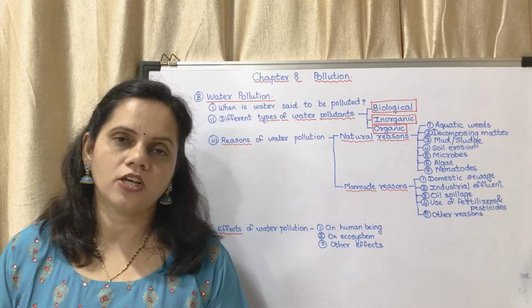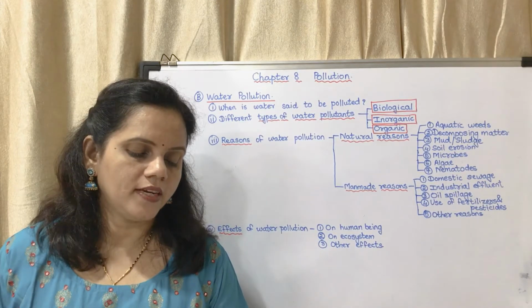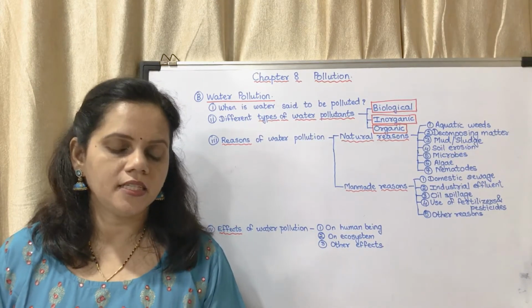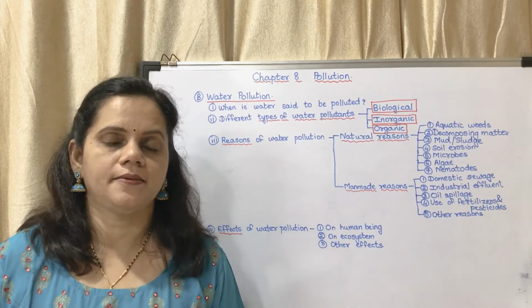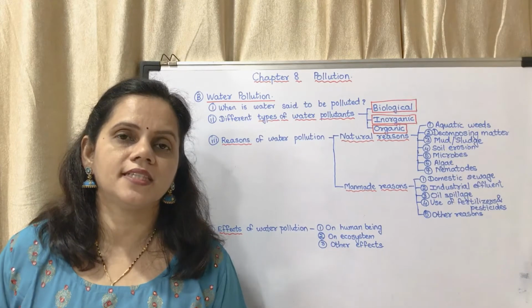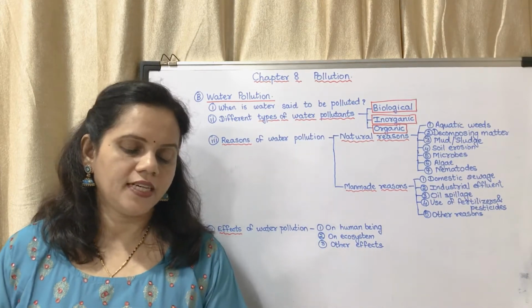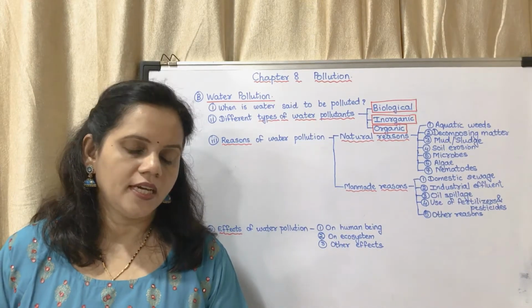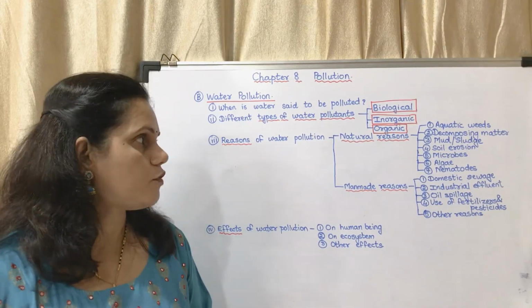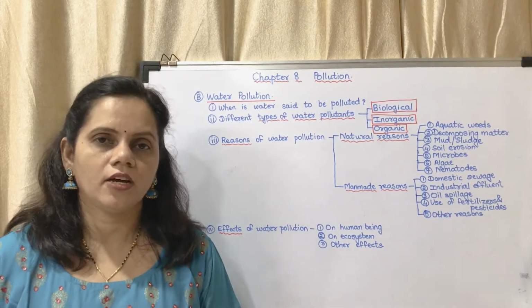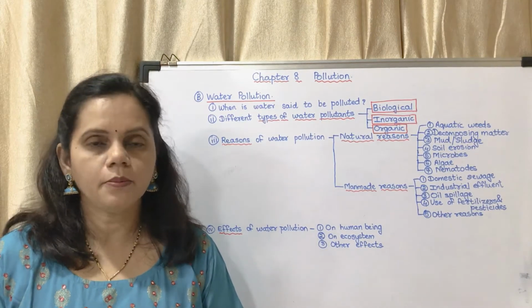Next is organic pollutants, which include weedicides, insecticides. Weedicides means chemicals to kill weeds. Insecticides means which kill insects. Fertilizers, sewage, industrial effluents, etc. Okay, so these are the different types of pollutants: biological, inorganic and organic pollutants.